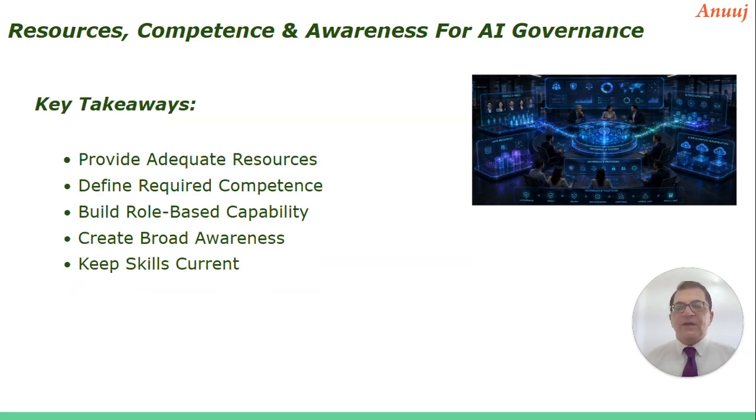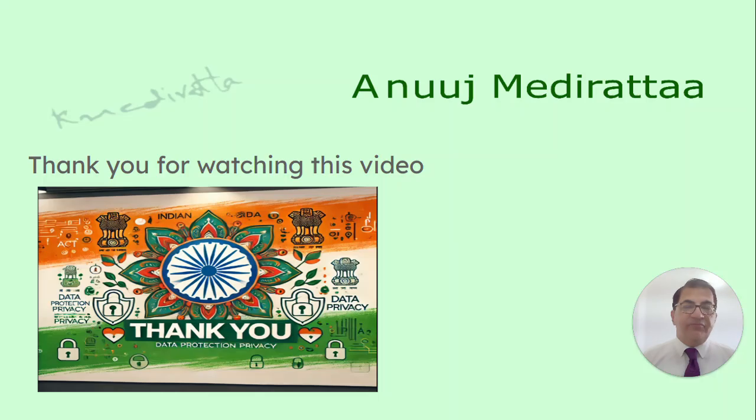Key takeaways: provide adequate resources for AI, define the competence, build role based capabilities, create broad awareness. Very important. Your teams should know what to feed in, what to take out, how to be sure that the outcome is as per what was the expected outcome. Keep your skills always current.